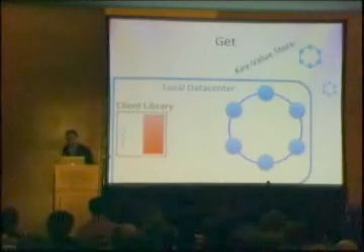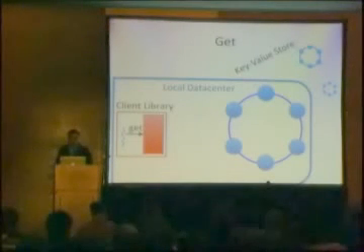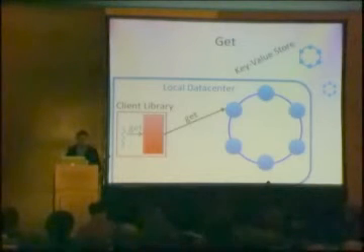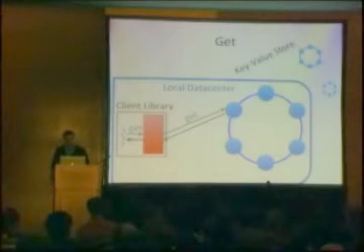So let's take a look at how we actually do these get and put operations. So let's start with a get. The client sends us a get, and the client library will send it out to the node in the local data center responsible for this particular key. That node will return right away, return the current value. The client library will update a little metadata, and then return it to the client.